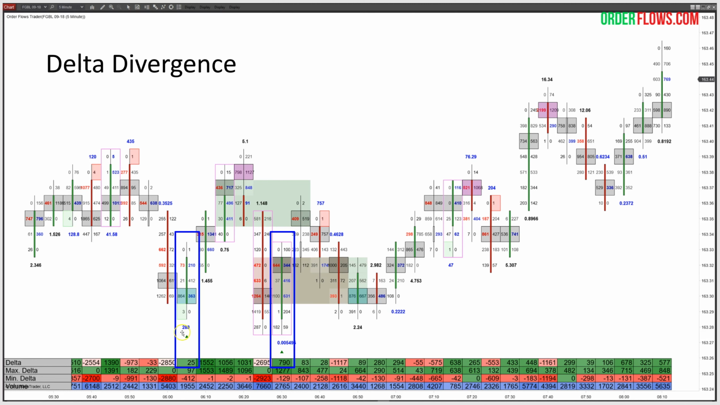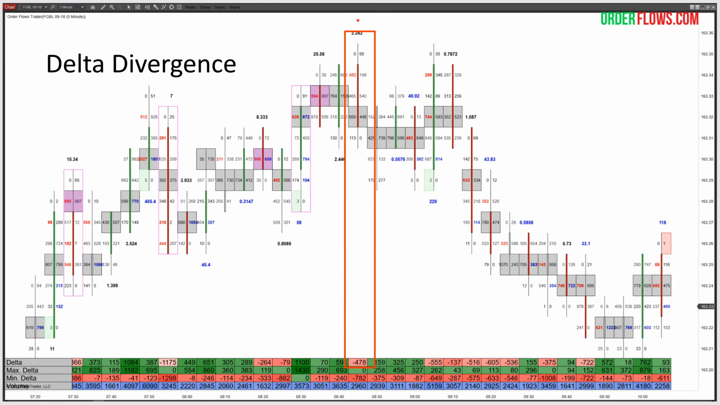Now, I'm not going to talk about these numbers here, these ratios. This is unique to my Orderflows Trader software, that when combined with the divergence is a very powerful trading signal. But you're taught all about that when you get my software.